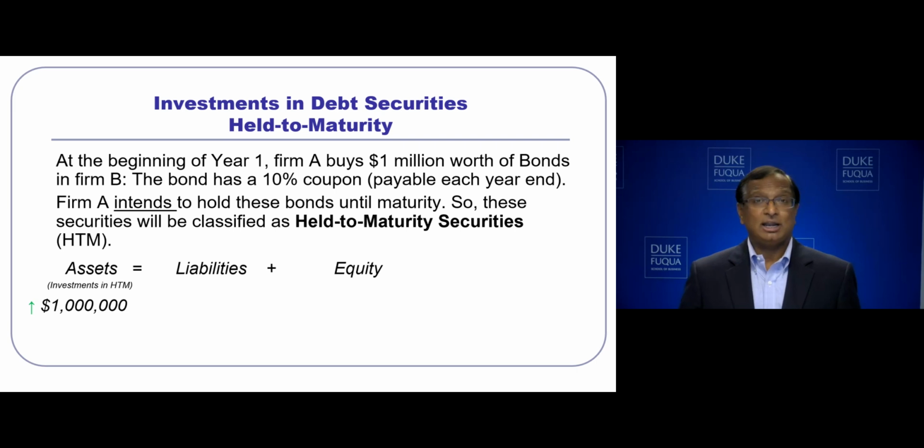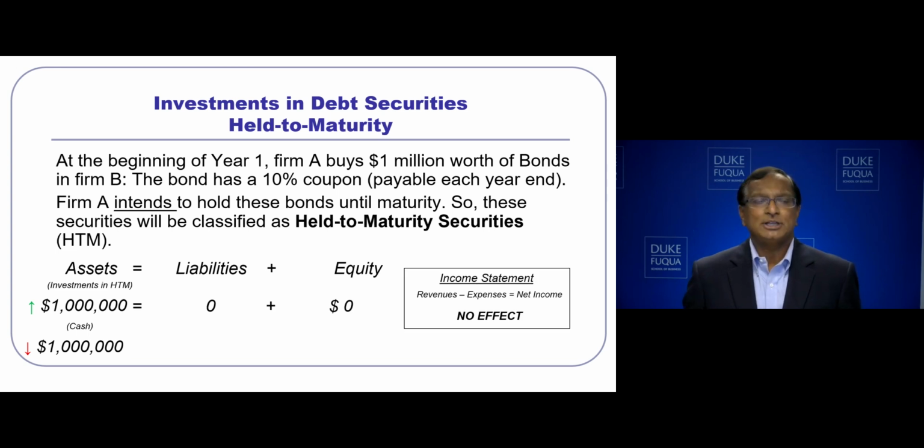Well, it is straightforward like any other purchase. Investments in securities go up, we call it investments in HTM to be precise, for $1 million. And cash goes out of the firm for $1 million, that will make the balance sheet balance. Now note that there is no effect on the income statement because we just purchased the security by giving cash.